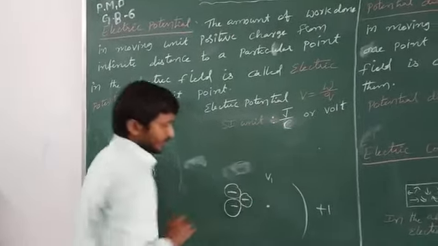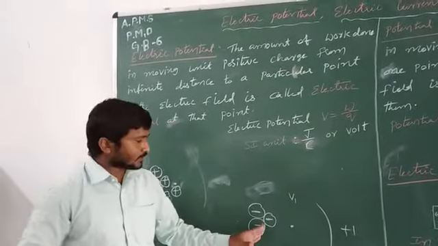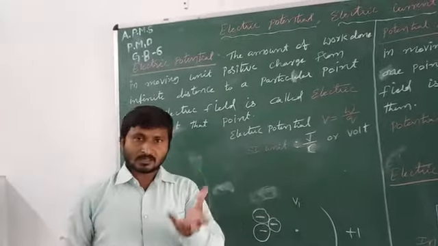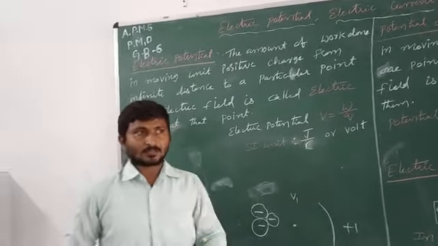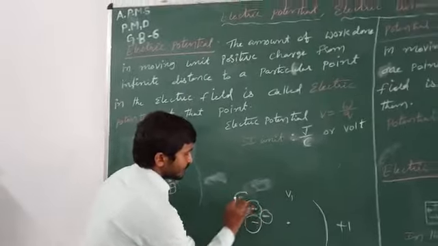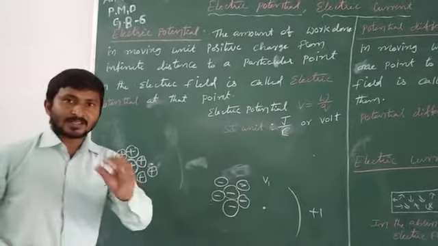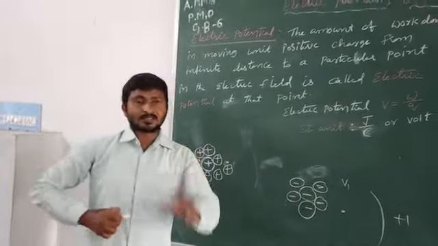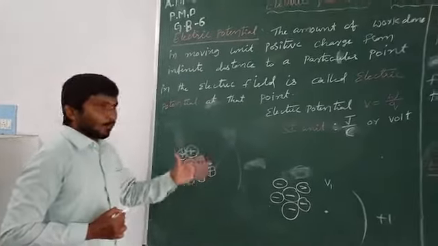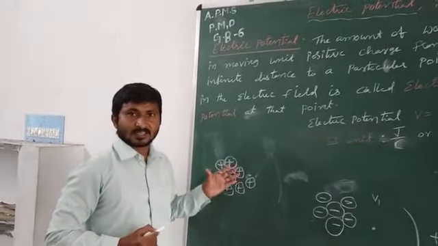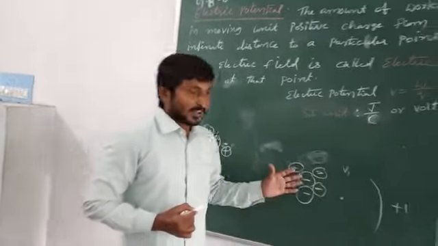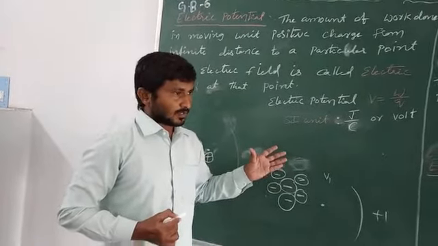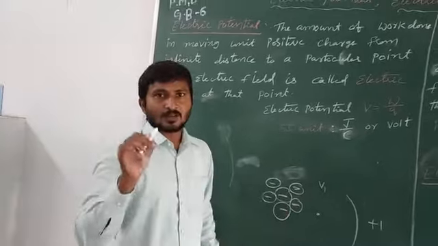Now, if we add one more negative charge, again the attractive force increases, so the amount of work done decreases, and automatically the electric potential decreases. That is, with the increase of negative charge, electric potential decreases, whereas with the increase of positive charge, electric potential increases. If you take a positively charged body, we say that it is at high potential. If you take a negatively charged body, it is having low potential.